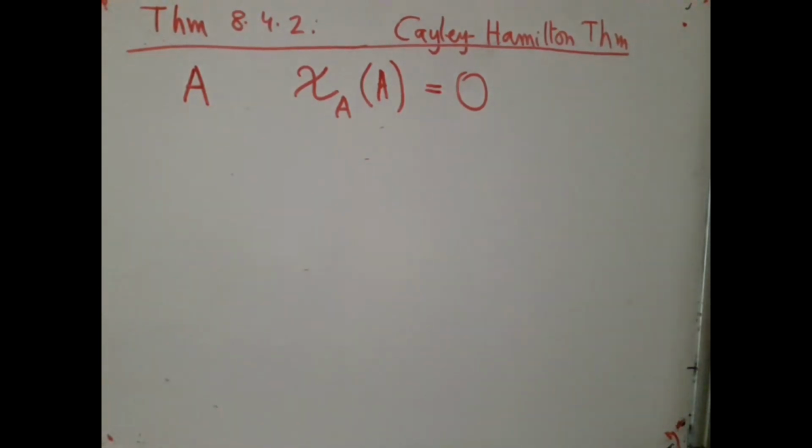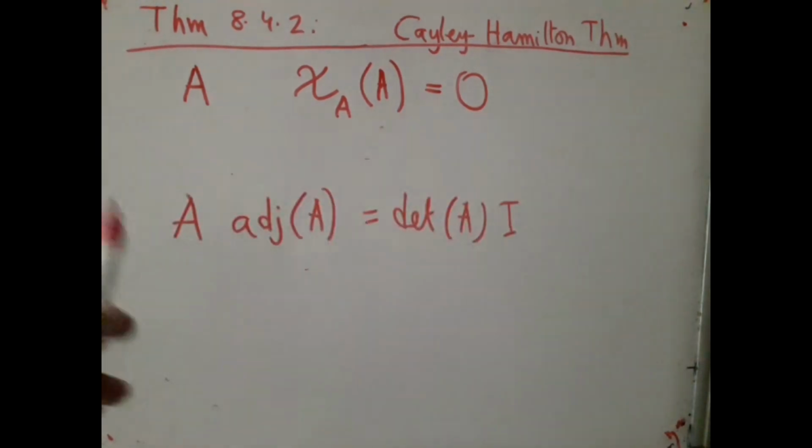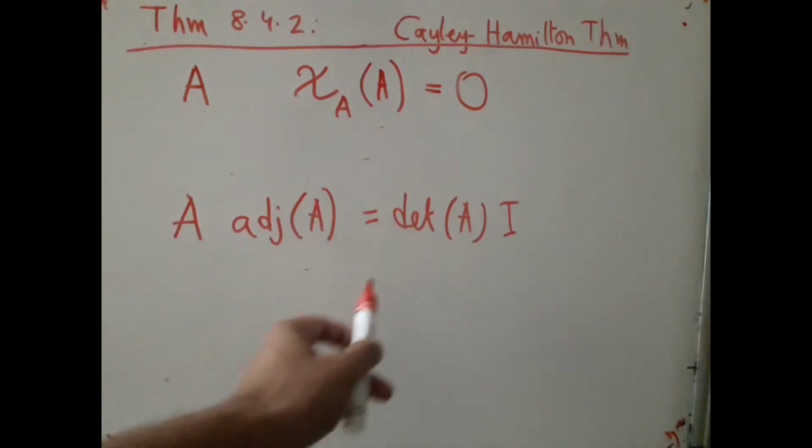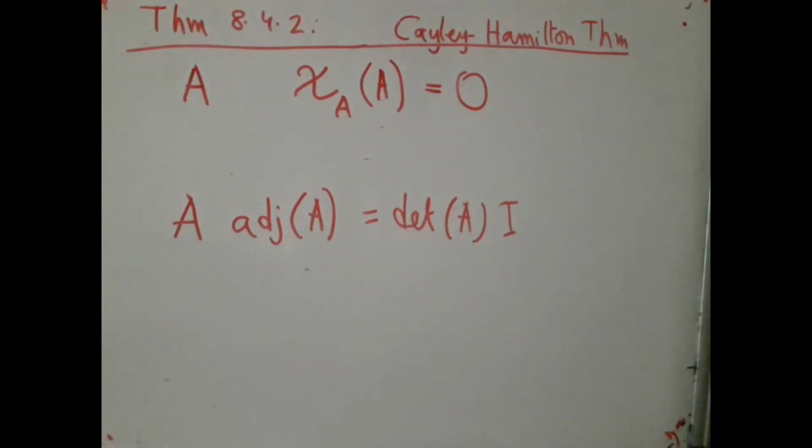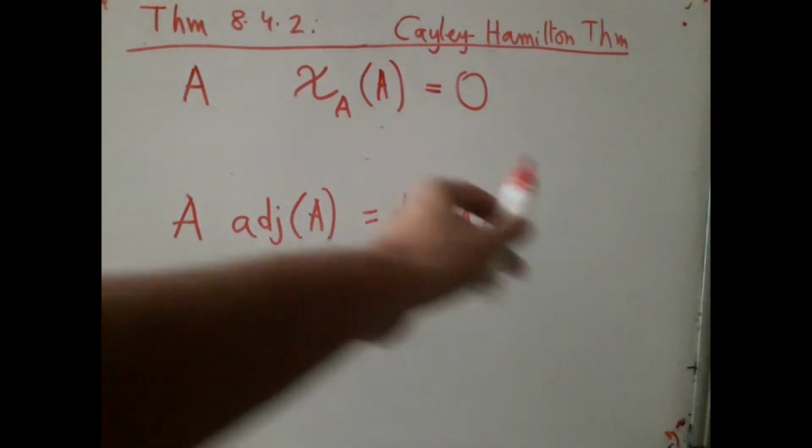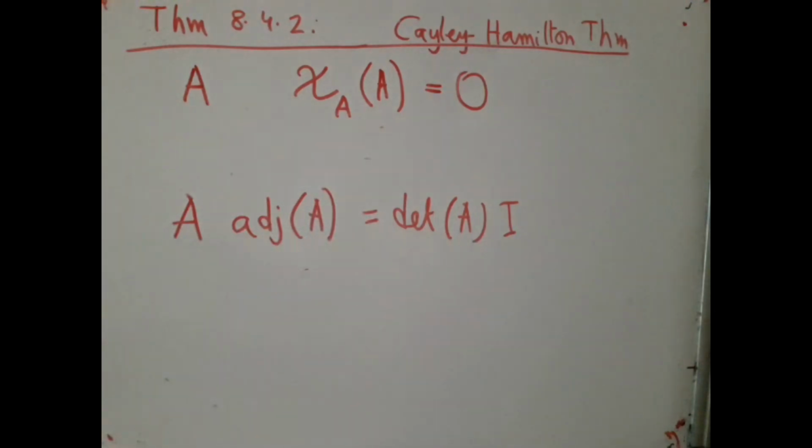The proof that is given in the book chapter is a typical book-chapter proof, rather complex. So I will give you the more standard proof, and this uses the theorem that A times the adjugate of A is determinant of A times I.